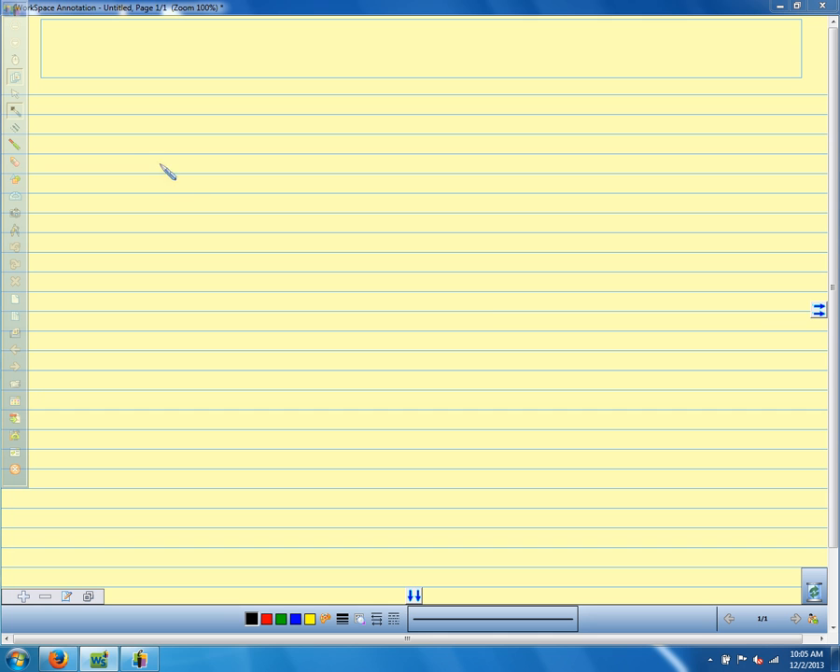This is section 4.4, using congruent triangles.